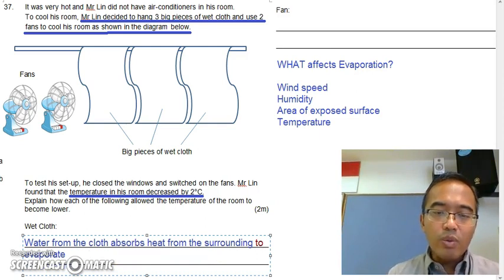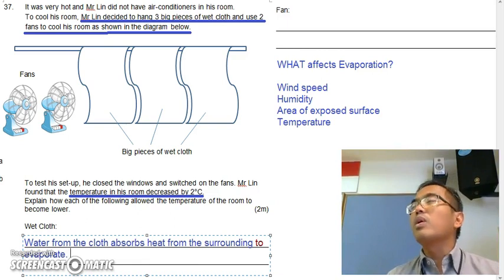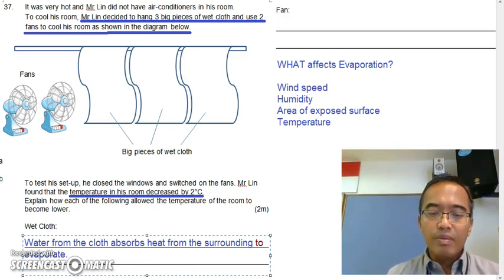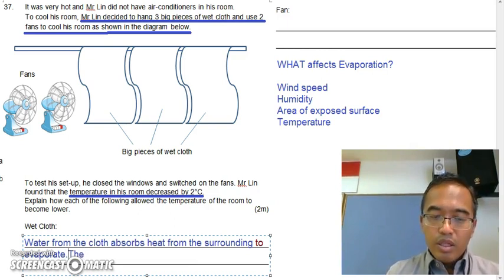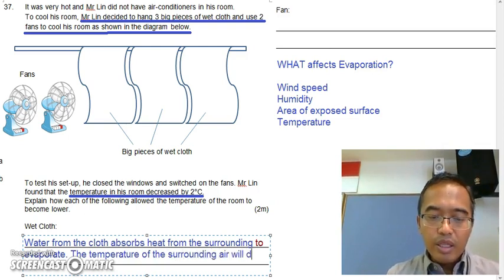And therefore, what is happening? Water from the cloth absorbs heat from the surrounding to evaporate. So when this happens, what happens when the water absorbs heat from the surrounding? The temperature of the surrounding air will decrease. Yes or no? Simple?